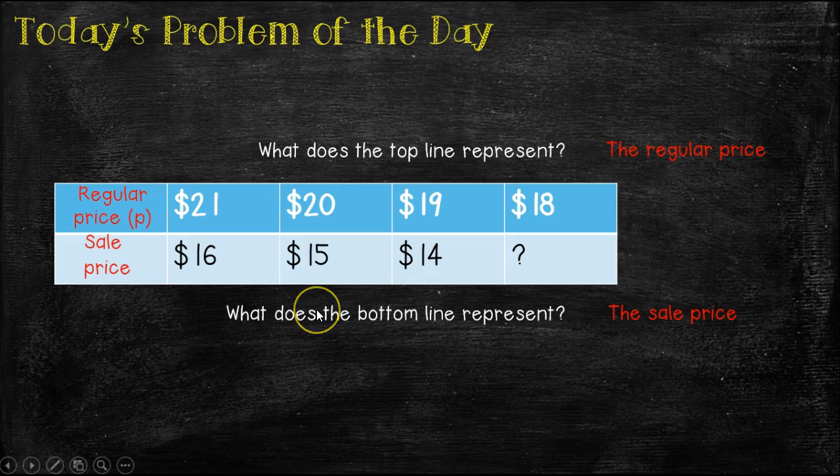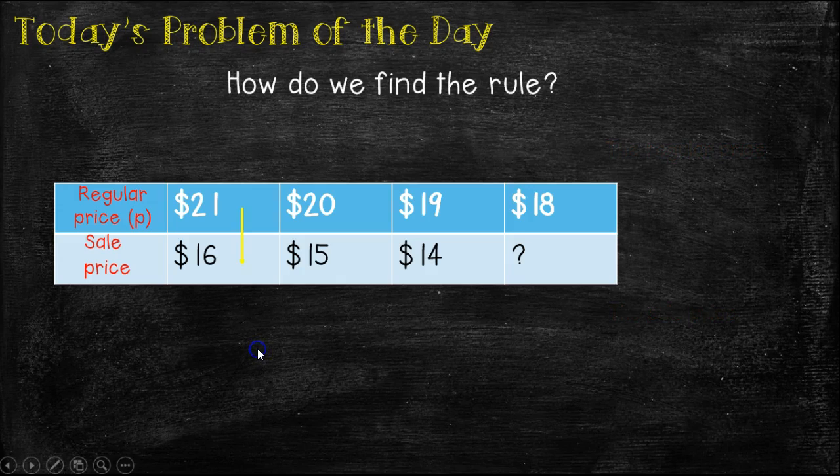So now we need to think about what kind of expression we would write to show us what this rule would be. Well, if our regular price is higher than our sale price, we have to think about what we do to the 21 to get 16. Well, obviously it's smaller, so we're not going to add or multiply. So then the question is, do we divide or do we subtract? In this case, we know that we're going to subtract. 21 minus a certain amount gives us an answer of 16.